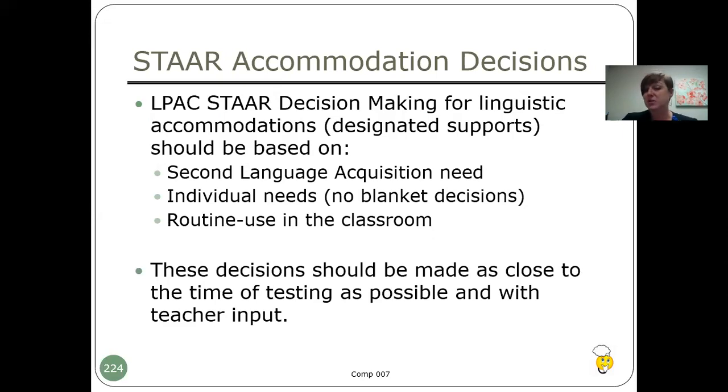Okay, so I really want you to, again, take a moment to pause and jot down a note. Think about what's my input, what's my role as the teacher in ensuring that my students participate in the appropriate STAAR assessment and receive the appropriate accommodations. So take a minute to think about it.